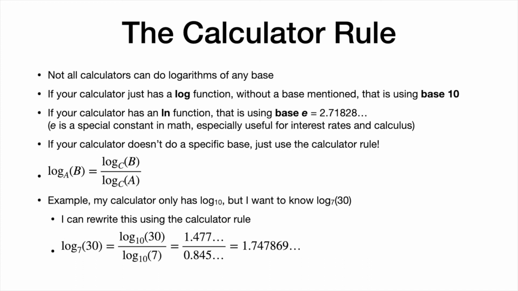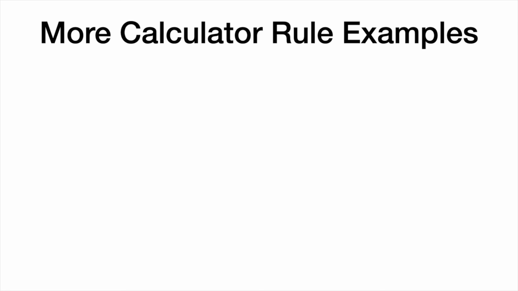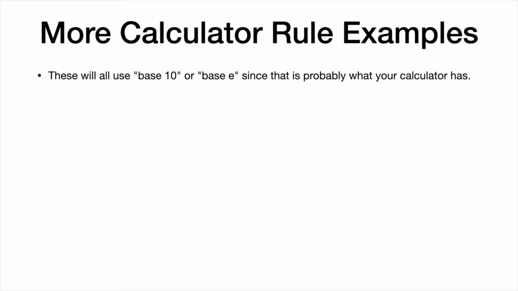So this is how you can use your calculator, even if your calculator doesn't allow you to put arbitrary bases in. It allows you to calculate the logarithms of any arbitrary base, even if your calculator doesn't support it. So some more calculator rule examples, and for all of these, we're going to use base 10 or base e, since that's what your calculator probably has.